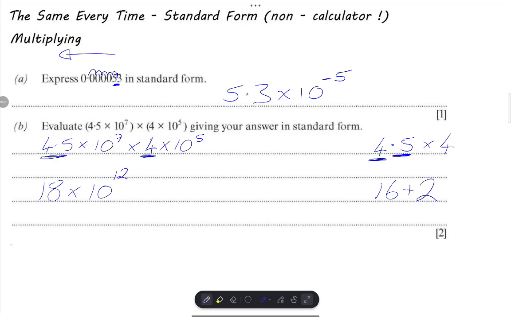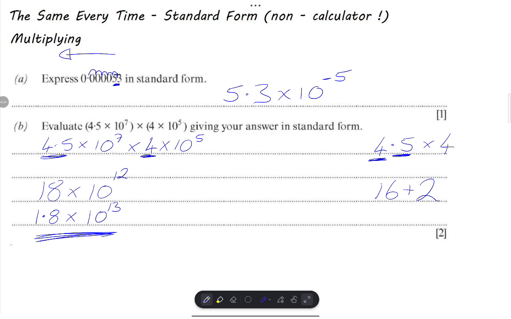Now, as we saw in the last question, we can't have 18 for a standard form number. It has to start with a number between 1 and 10. So the 18 we can write as 1.8. So I've divided my 18 by 10 to make 1.8. So to cancel that out, so I still have exactly the same number, I have to multiply the other part of my number by 10. So that would be 10 to the power 13. Just add 1 to the power if we're multiplying by 10.